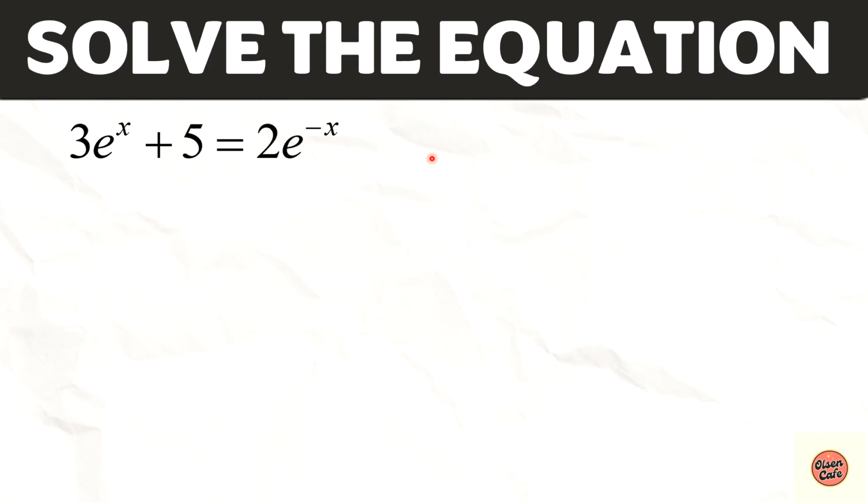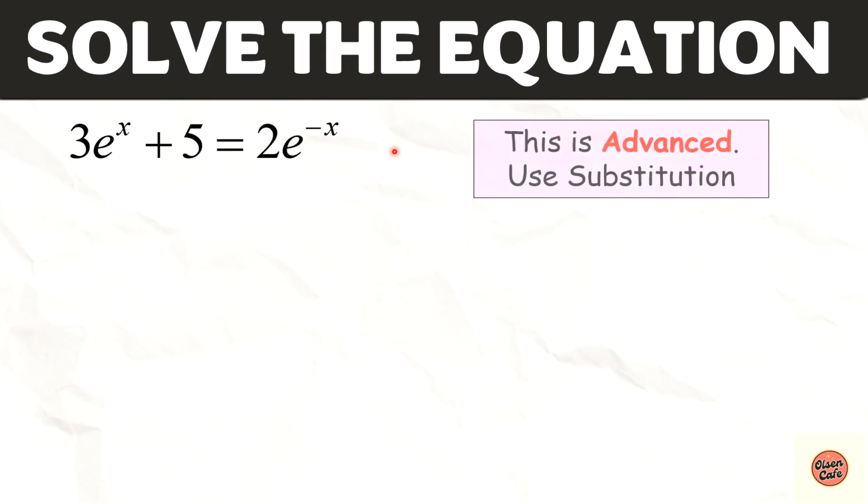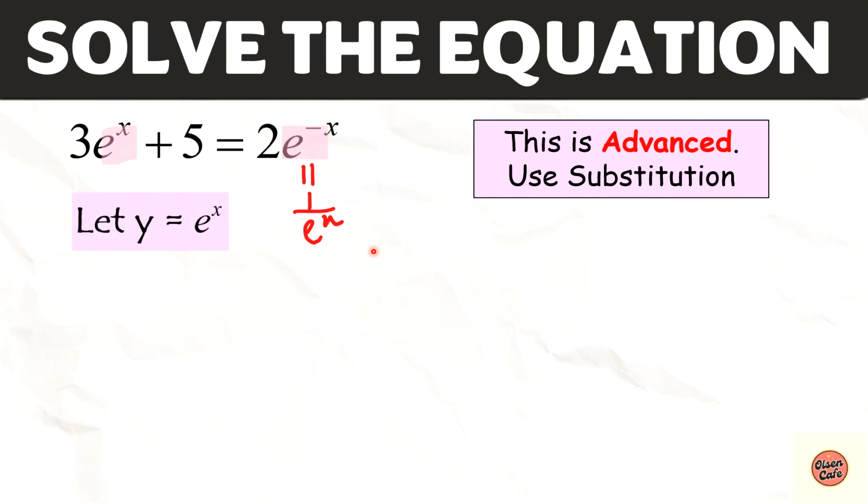This is a more challenging question. Notice that there is a negative exponential function. So before I use the substitution method, I'm going to rewrite this negative index into a positive index. I know that I can rewrite this as 1 over e to the power of x. So with this, again, I'm going to use substitution. I'm going to replace e to the power of x by y. And hence I will have 3y plus 5 equals 2 over y.